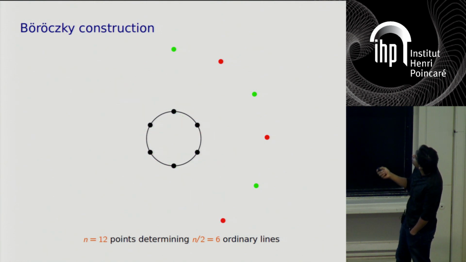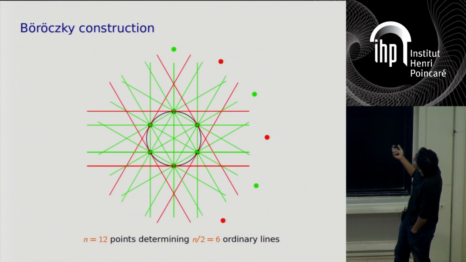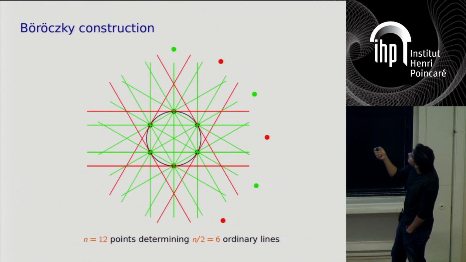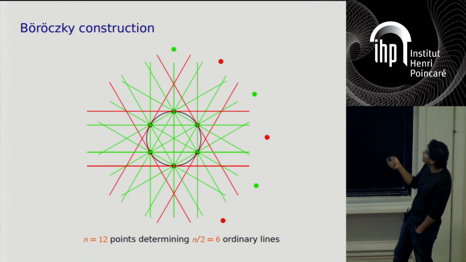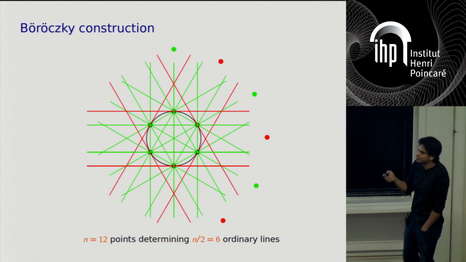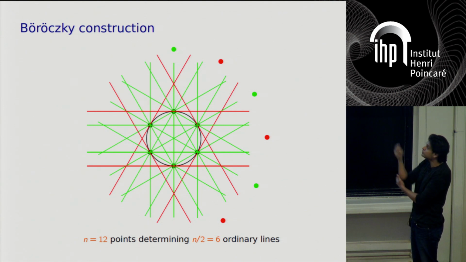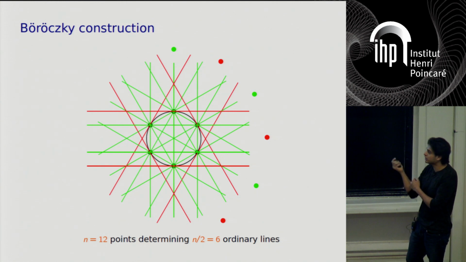Right, so I get this set of points, and yeah, sort of messy, but the green points have no ordinary lines through them, and the red ones have 2 ordinary lines through them. So it's sort of easy to check. I have exactly 6 ordinary lines. In general, you can generalize this construction to any arbitrary n.